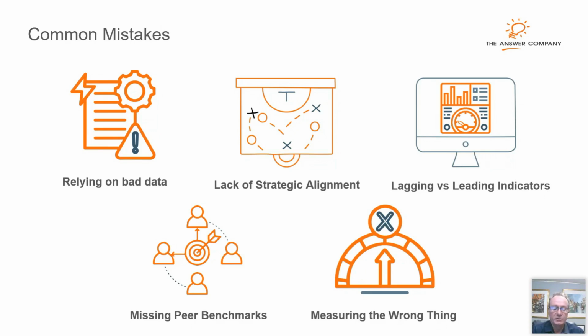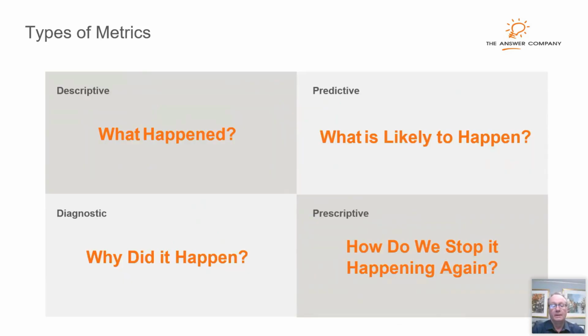And then last but not least, measuring the wrong indicators. Too often we measure things we think are important, but are not doing anything with the data. There's where we need something that we can act on. There are some people that say there are 5 different types, but I think there's really 4 types of metrics.